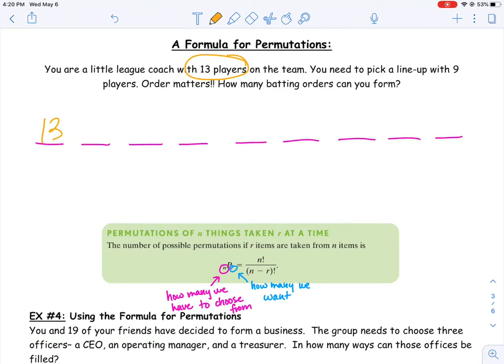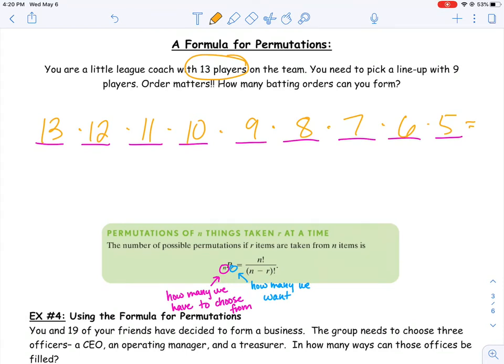How many players do I have the second time I have to pick in that second spot? Well, since I've already picked a player, aren't I down to 12 different players, 12 different options? And then I have 11, and I have 10, and 9, and 8, and 7, and 6, and 5, right? And then I can multiply all of these together to figure out how many different lineups I could possibly make. I don't have my calculator next to me, but you can go ahead and multiply those and figure out that you have a lot of different ways to pick 9 kids from a team of 13.